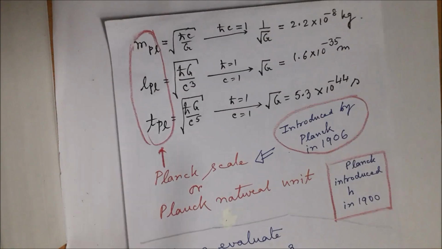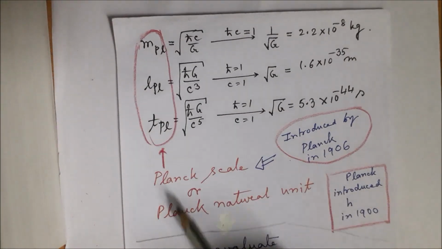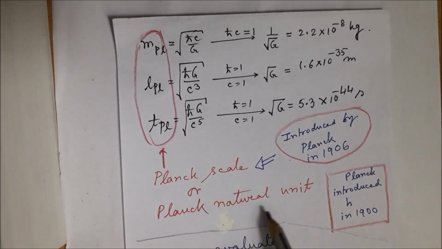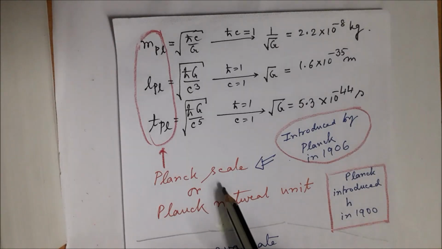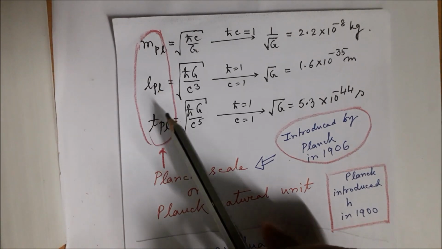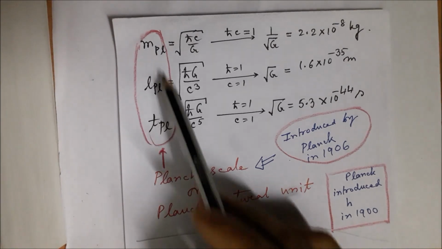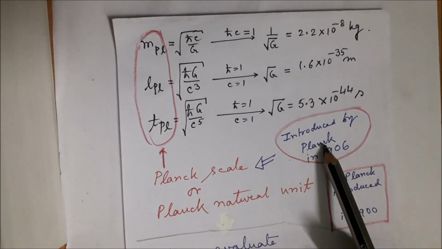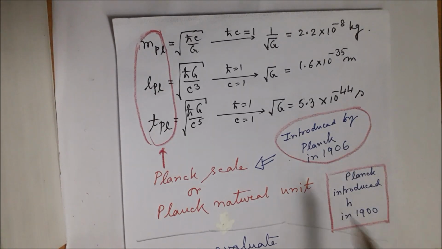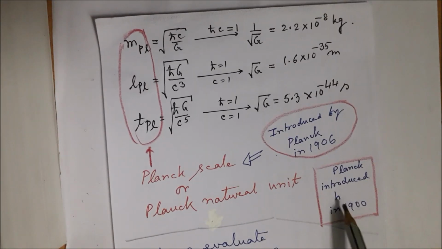So what we have done is we have derived Planck units. These are called Planck units, Planck natural units or Planck scale. We have derived them starting from natural units as well as independently. Now these Planck units were introduced by Planck in 1906, while Planck introduced in 1900 the Planck constant h.